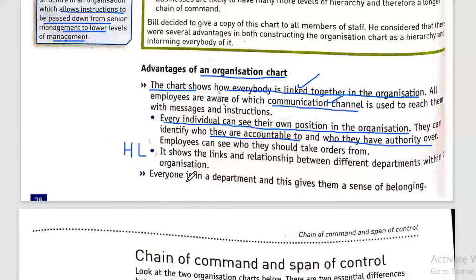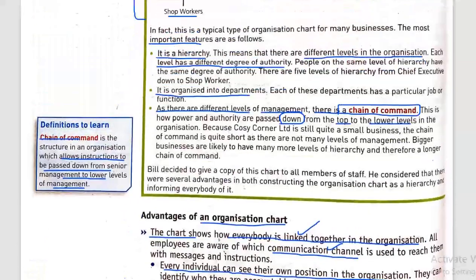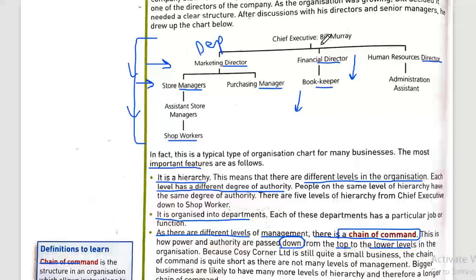Everyone is in a department. This gives them a sense of belonging. The sense of belonging is a psychological factor, which means that when I see this chart, I know that if I'm working in marketing, I belong to the marketing department. So this is a sense of belonging to a team, to a group. This chart is going to help me satisfy this kind of need.